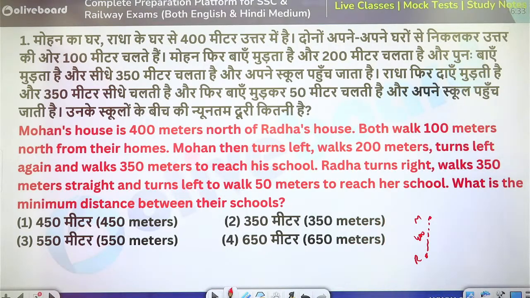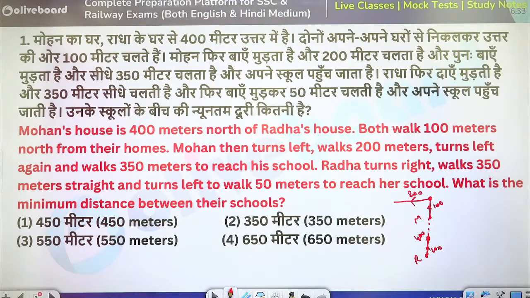Be careful now, okay? Both walk 100 meters north from their homes. So Mohan goes 100 meters north and Radha also comes 100 meters north. So this is Radha's new position, this is Mohan's new position. But despite that, after moving 100 meters, they still have a gap of 400 meters between them. Right? Mohan turns left and goes 200 meters, fine.